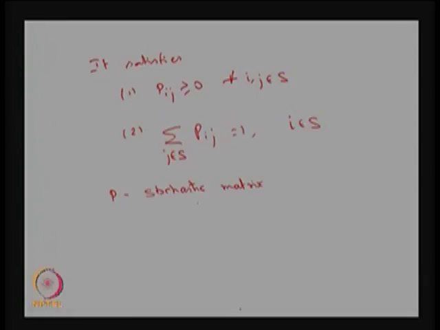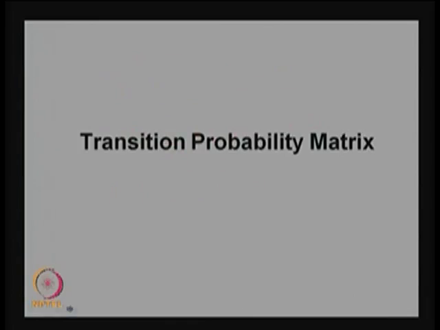Now, I am going to explain the pictorial way of viewing the one step transition probability matrix or the stochastic matrix. That is provided by the state transition diagram, or in other words, it is called a directed graph.